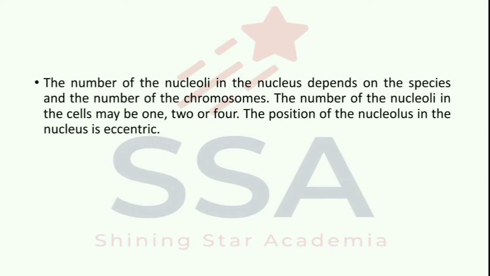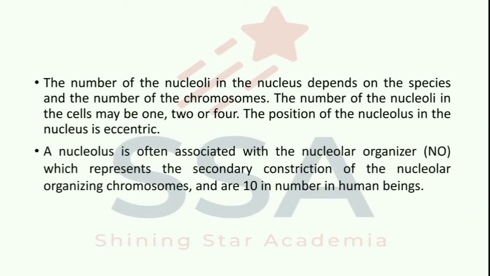The number of nucleoli in the nucleus depends on the species and the number of chromosomes. The number of nucleoli in the cells may be 1, 2 or 4. The position of the nucleolus in the nucleus is eccentric. A nucleolus is often associated with the nucleolar organizer, which represents the secondary constriction of the nucleolar organizing chromosomes and are 10 in number in human beings.